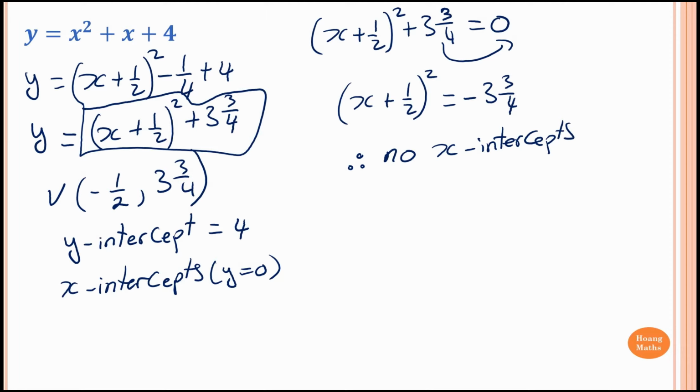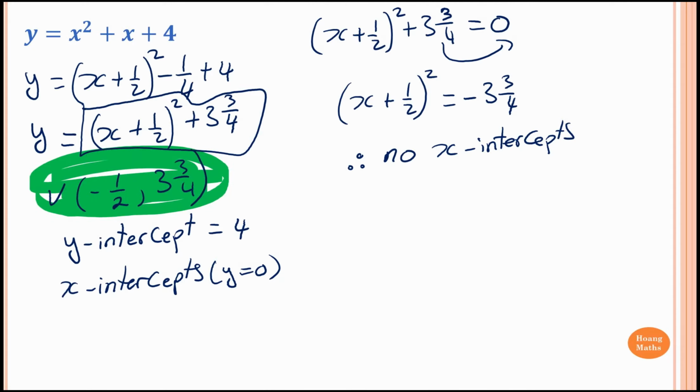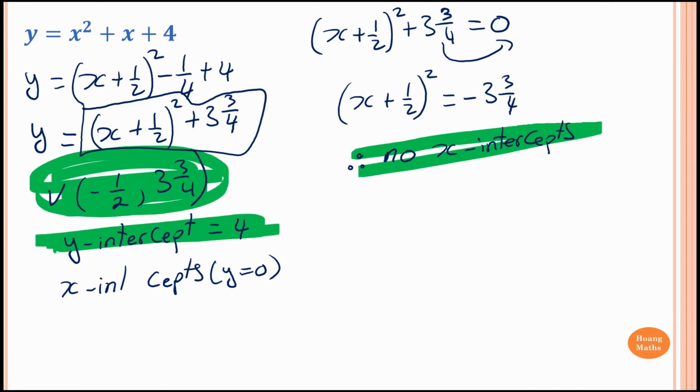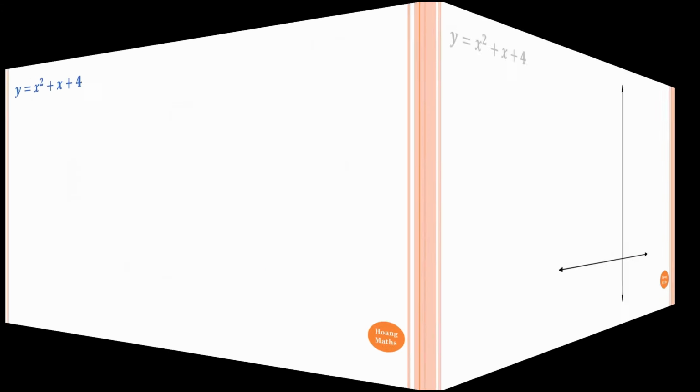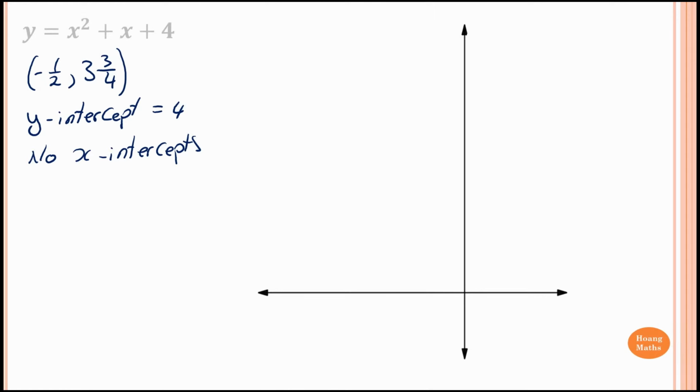Now I have the turning point, the y-intercept, and there are no x-intercepts. Now we can sketch the function. So negative half and 3 3/4, which is roughly here somewhere. And then the y-intercept is 4. I'm not going to put the y-intercept yet. I just draw and then label the number later, so it's easier. So I just sketch it first. So which is this. And then there you go.